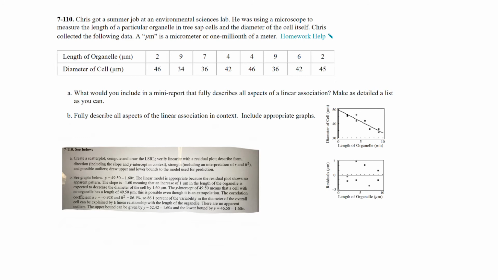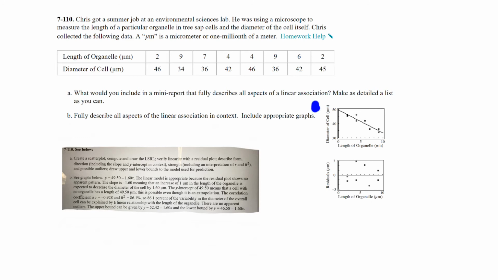Describe the form, direction, strength, and possible outliers. Draw upper and lower bounds to the model used for prediction. So those are just some things that we could definitely include in our list as we're going through this. And then B is, fully describe all aspects of the linear association in context, including the appropriate graphs. So you see the appropriate graphs are on here already.